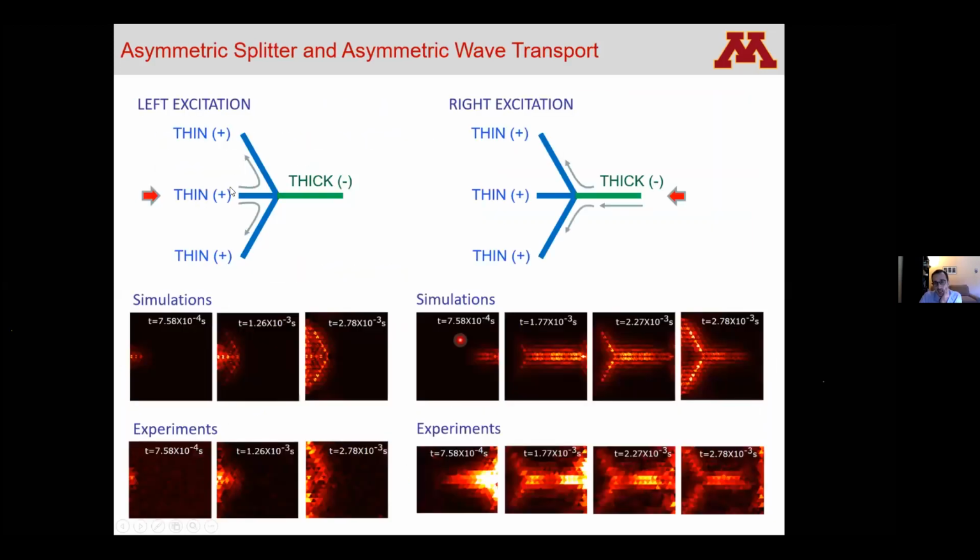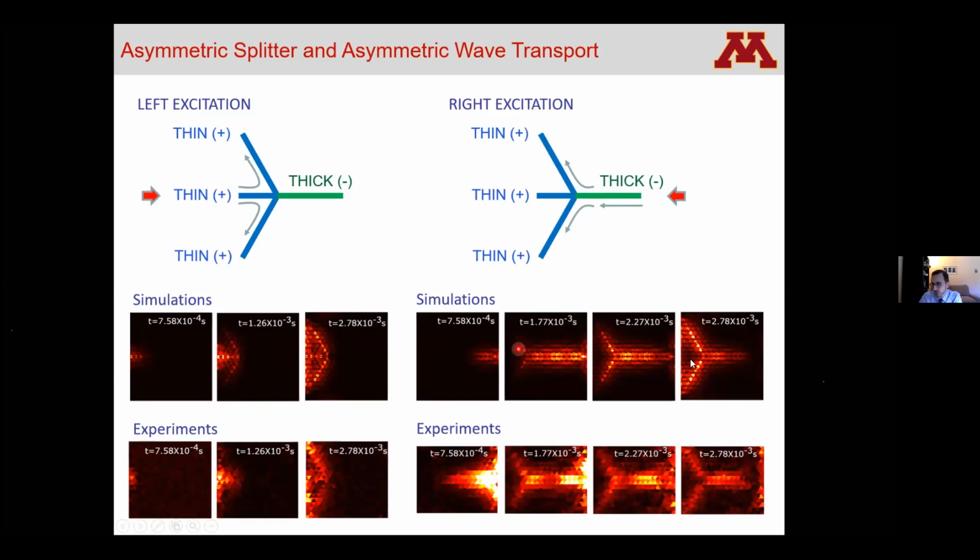Instead, if I come in from the other edge, I have a very different behavior. The wave comes in along this thick interface, and when it reaches this point, it doesn't want to come back. But instead, it wants to take this route and this route. So the energy will actually split into two parts. And so it will eventually reach this edge.